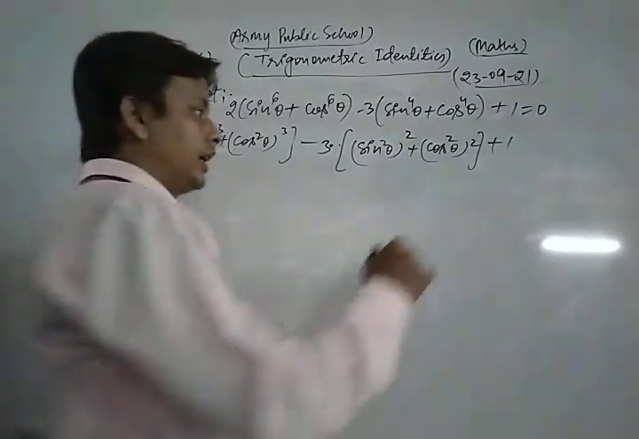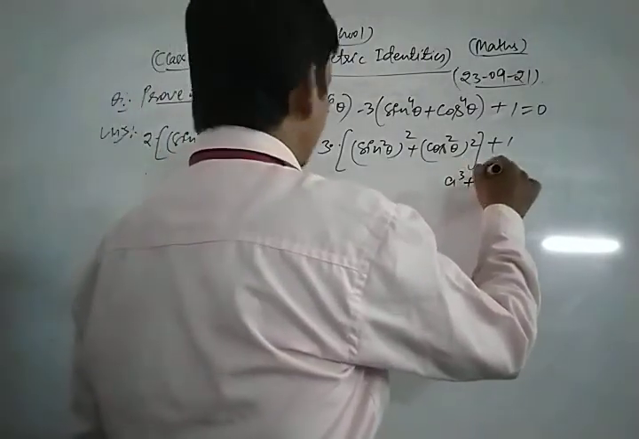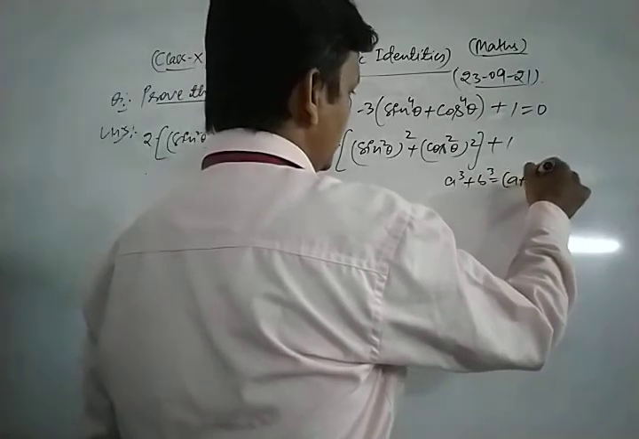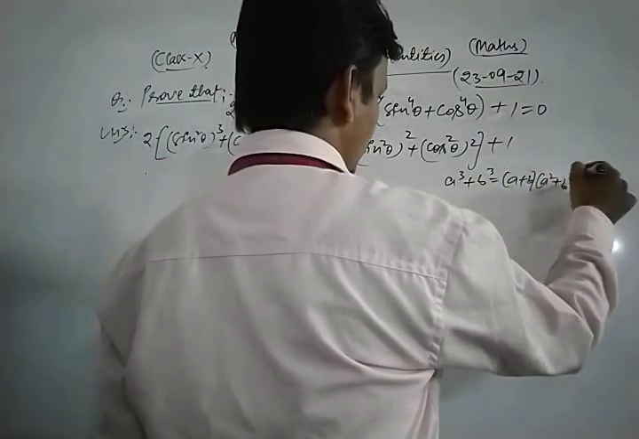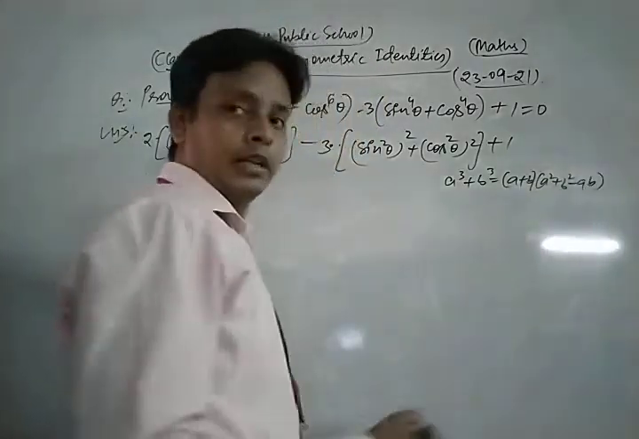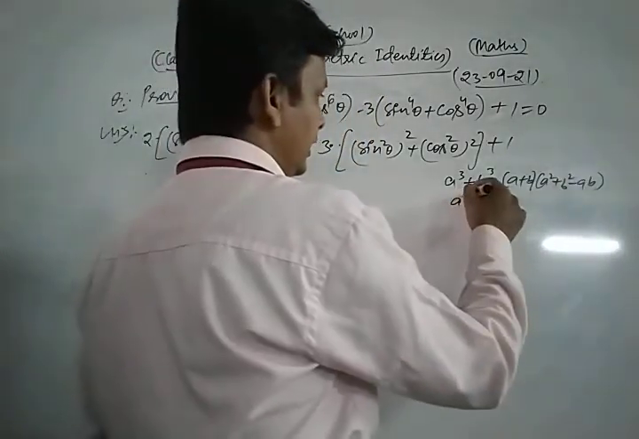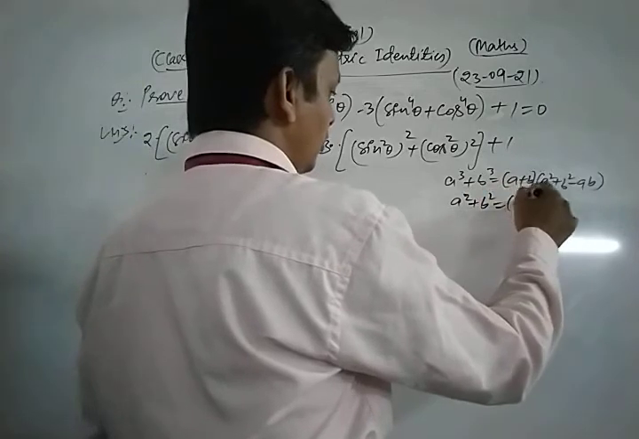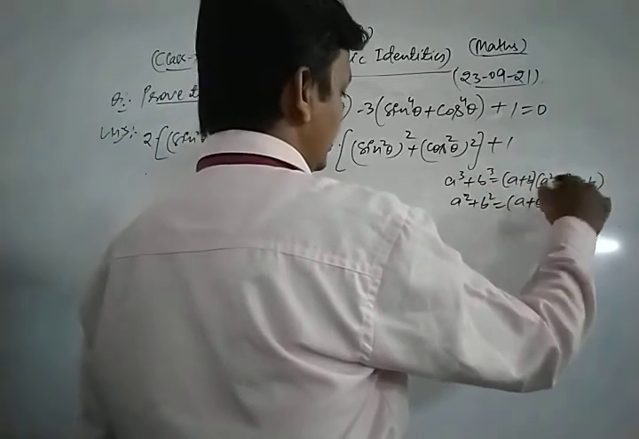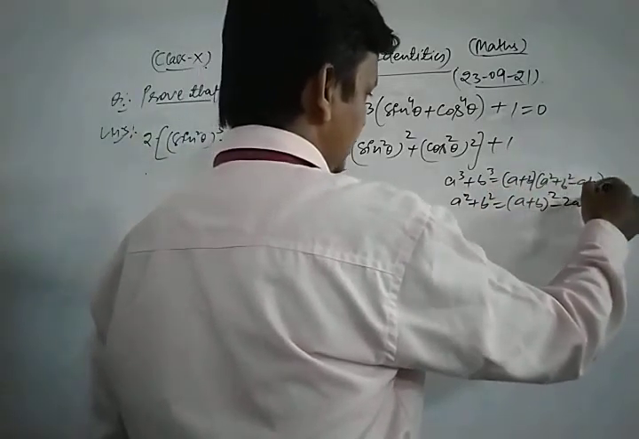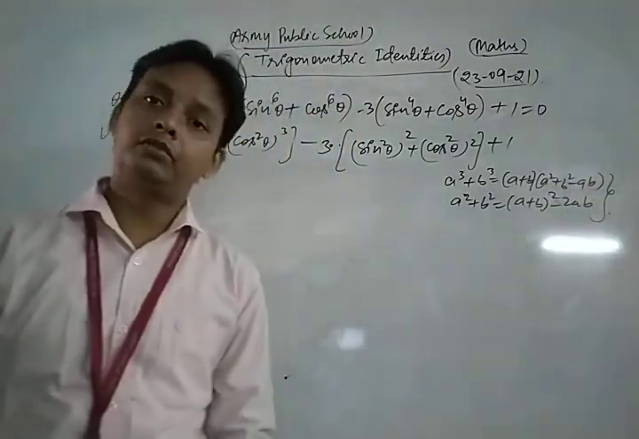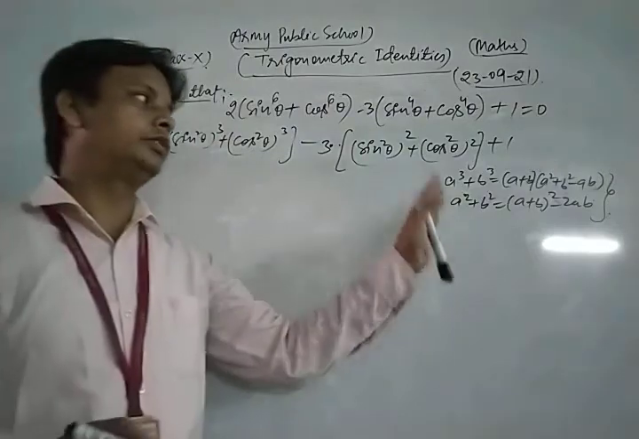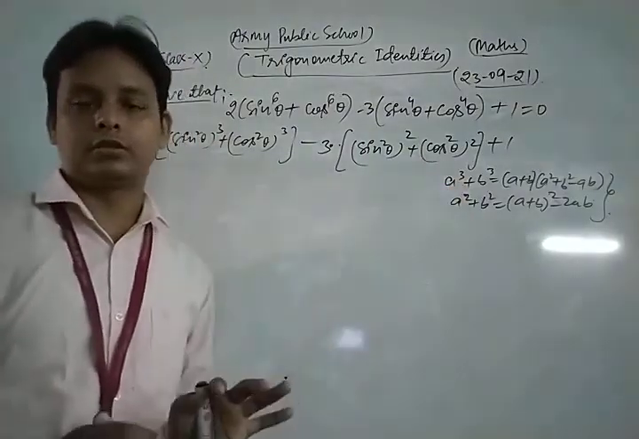And dear student, you know that the value of a cube plus b cube is what? This is a plus b in one bracket, and a square plus b square minus ab in another bracket. And also you know that a square plus b square we can write in the form of a plus b whole square minus 2ab. Both are very important identities, and here we use both the identities for that question.